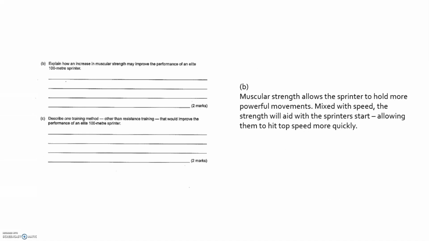All right. Explain how an increase in muscular strength may improve the performance of an elite 100-meter sprinter. That would allow us to probably hold more powerful movements mixed with speed. The strength will allow with the sprinter's start, allowing them to hit top speed more quickly. All right, so 2 marks there.